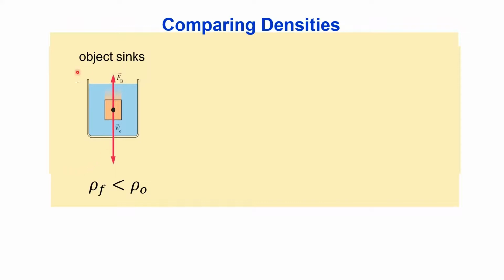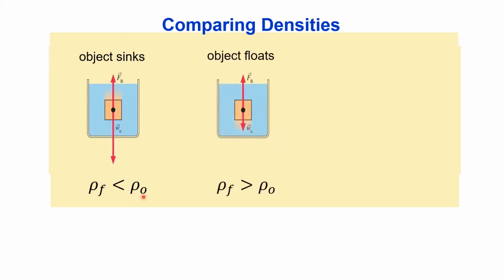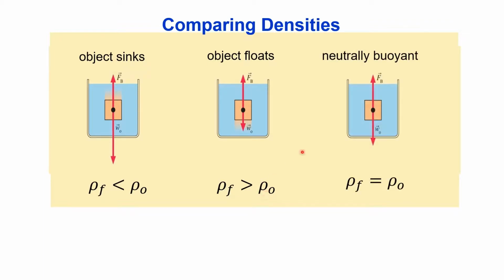It turns out that an object will always sink if the density of the fluid that it's in is less than the density of the object. An object will float, meaning the buoyant force is greater than the weight, if the density of the fluid is greater than the density of the object. An object will become neutrally buoyant, or doesn't try to sink or float, if the buoyant force is equal to the weight. That means that the density of the fluid must be equal to the density of the object.